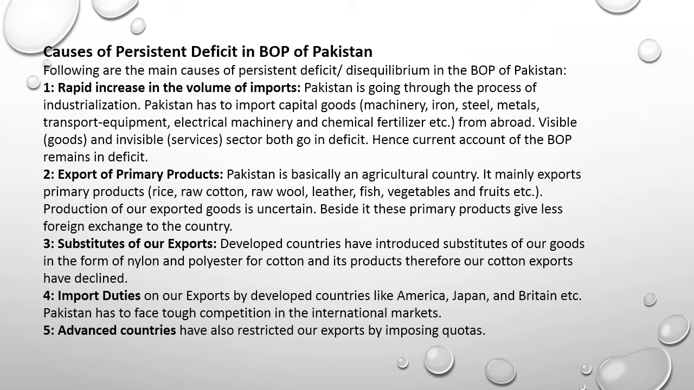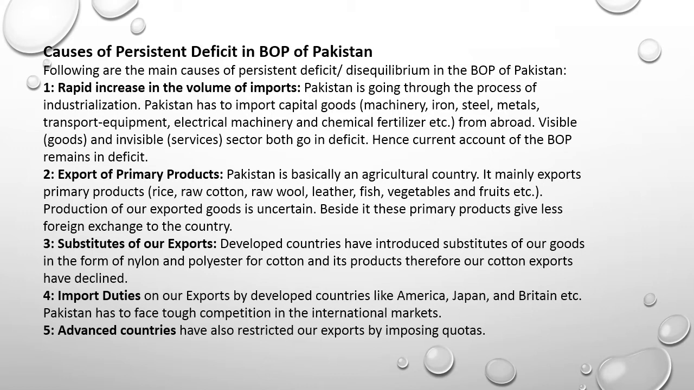Production of our exported goods is uncertain because all these relate to the agriculture sector, and the agriculture sector is dominated by nature. Besides it, these primary products give less foreign exchange to the country. If raw cotton is exported, it will give us less foreign exchange, we will earn less foreign exchange. But when we import cloth from other countries, then we have to pay more for that. So Pakistan should increase its industrial goods rather than primary goods.